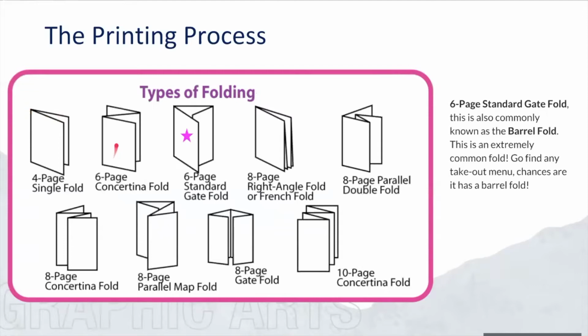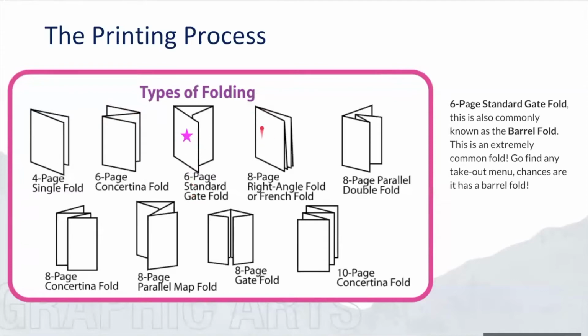Then we have the 6-page concertina fold. Some people call this a Z fold because it looks like the letter Z. This is a common way that you can do a trifold in a way, because it's got 3 folds to it. Then you have your 6-page standard gatefold. And you'll notice that I have a star here. We're going to get back to that. Then we have an 8-page angle fold or a French fold.